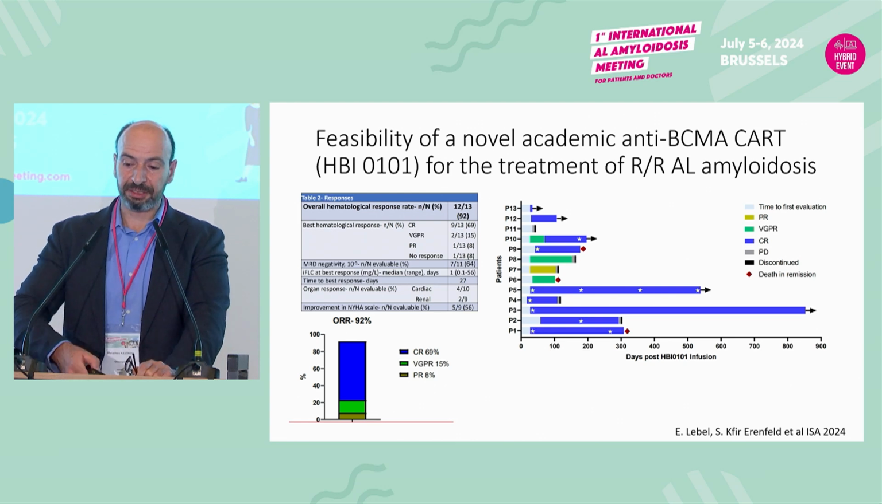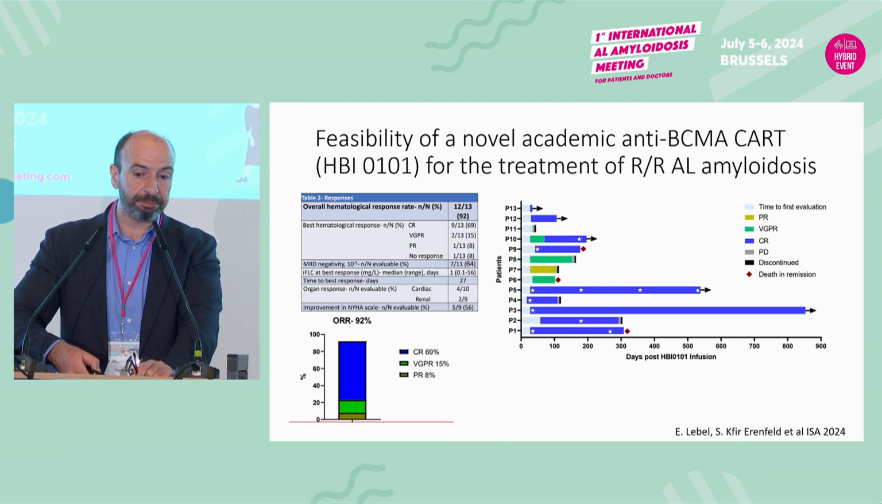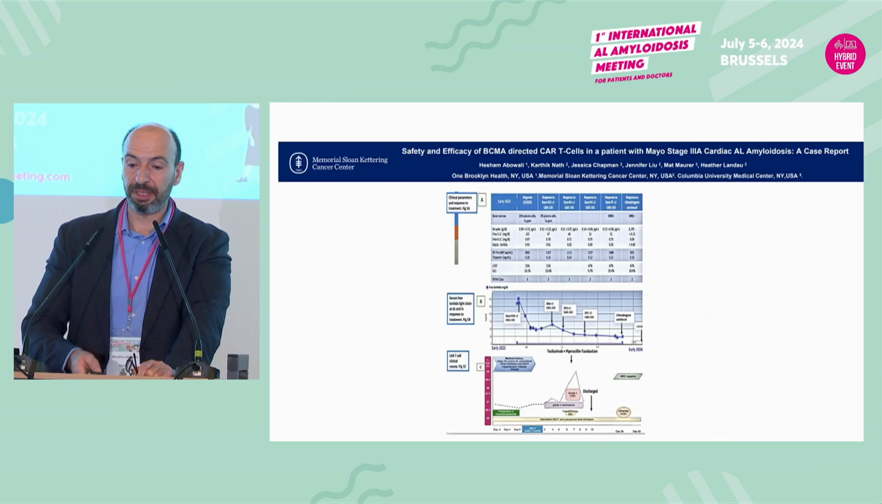And what about CAR T cells? So this is a study from Israel. It was updated in ISA with 13 patients now, and you can see that the response rates are very high. These are heavily pretreated patients, again, somewhat selected, and the response rates with this academic CAR T were very high. However, there were still deaths associated with the underlying amyloidosis, although the patients were in remission.